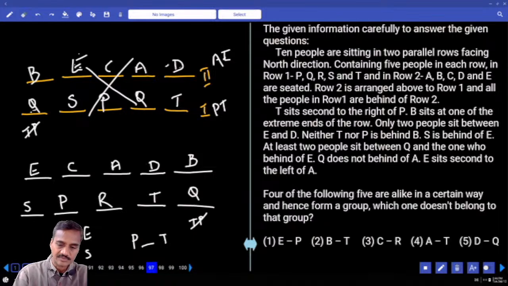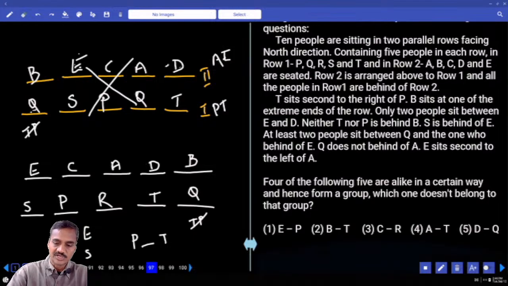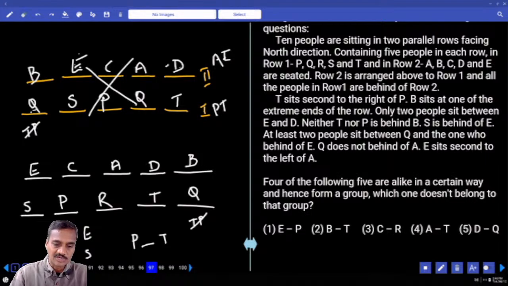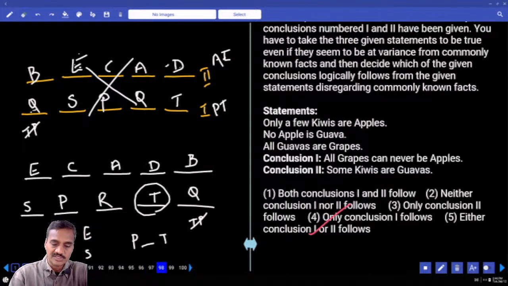Then 97, and 4 out of the following means odd one out. E and P. Now E and P, E is opposite, immediate right is P, and B is opposite, immediate left is T. C is opposite, immediate right is R. A is opposite, immediate right is T. D is opposite, immediate right is Q. Hence, what is your answer here? Choice 2 is the odd one. B is opposite, immediate left hand side is T rather than right hand side. Hence, choice 2, 97. Then 98 to 100.